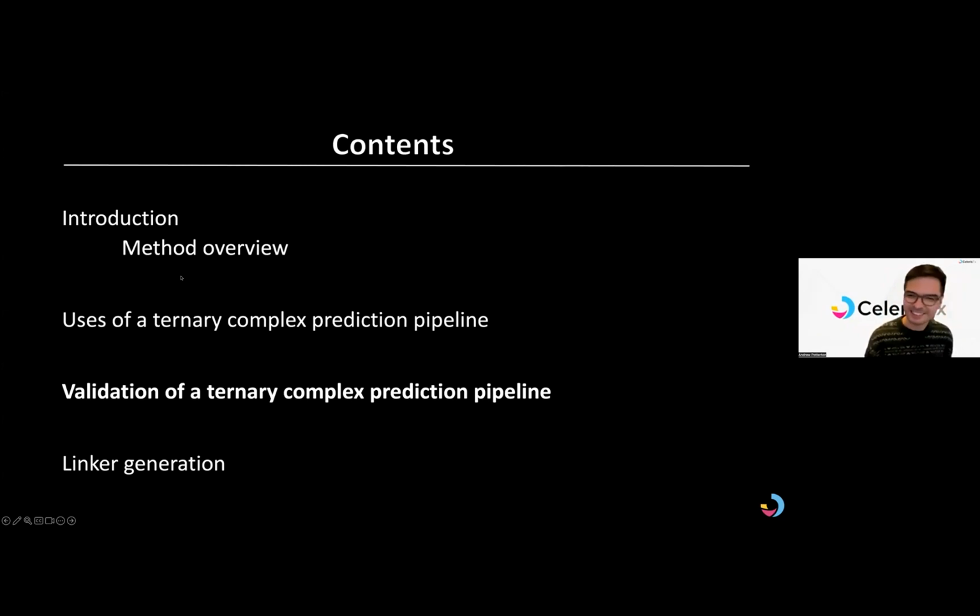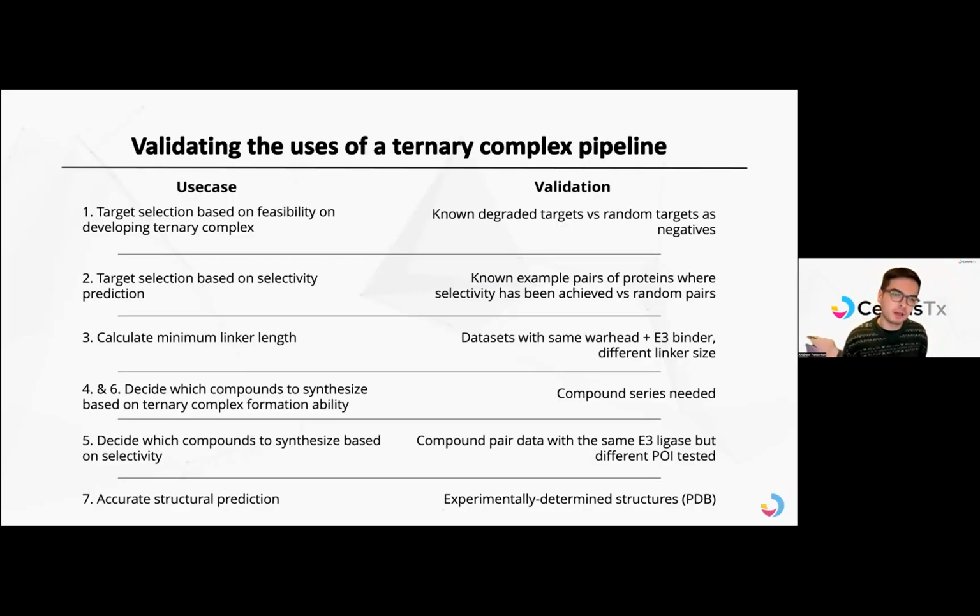So now I just want to talk about validation of such a pipeline, and that's with respect to its uses. So in this slide, I'm just talking about the ways you could validate a ternary complex pipeline for different use cases I listed in the previous slide. So I'll go through each of these one by one as well.